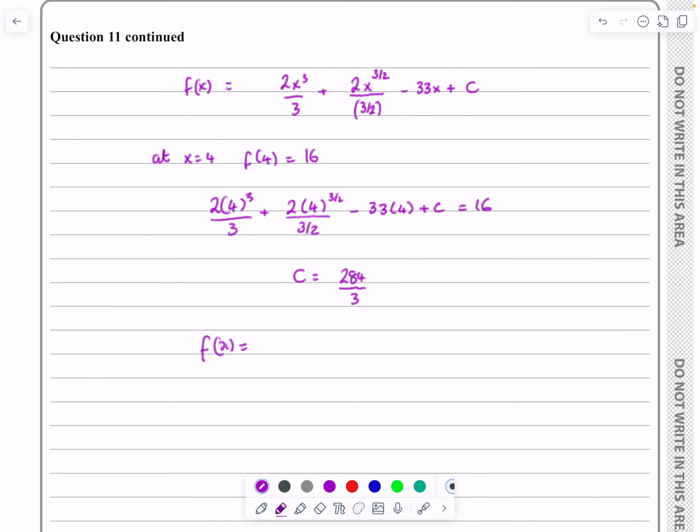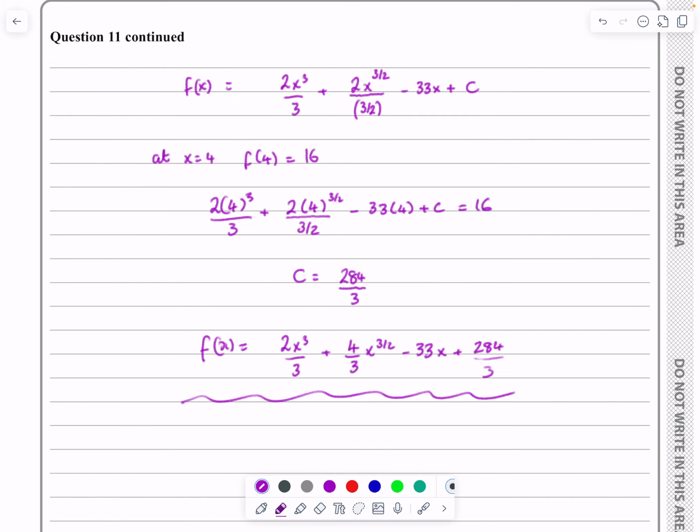And so then my final answer, fx, remember, was all of this bit from before, 2x cubed over 3. I will tidy this up now, I should have tidied it up before, so that's certainly at this stage I can't leave it. 4 over 3, x to the 3 over 2, just tidying that up there. Minus 33x, and then plus our constant, plus 284 over 3.